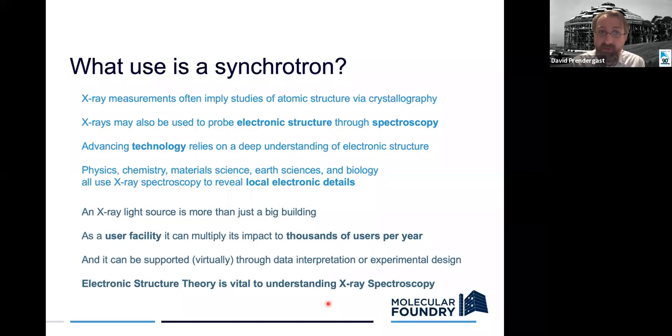And so keep in mind, obviously, that advancing technology relies on a deep understanding of electronic structure. Physics, chemistry, material sciences, earth sciences, biology, they all use X-ray spectroscopy to reveal local electronic details. And I'll explain in a second why that's the case.